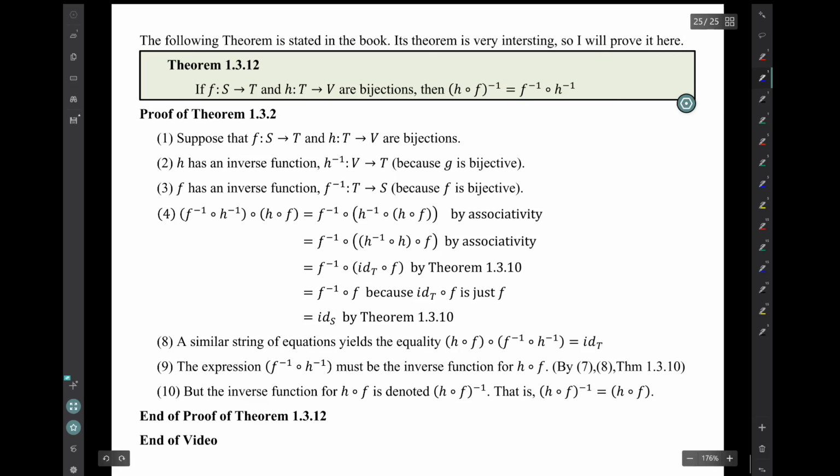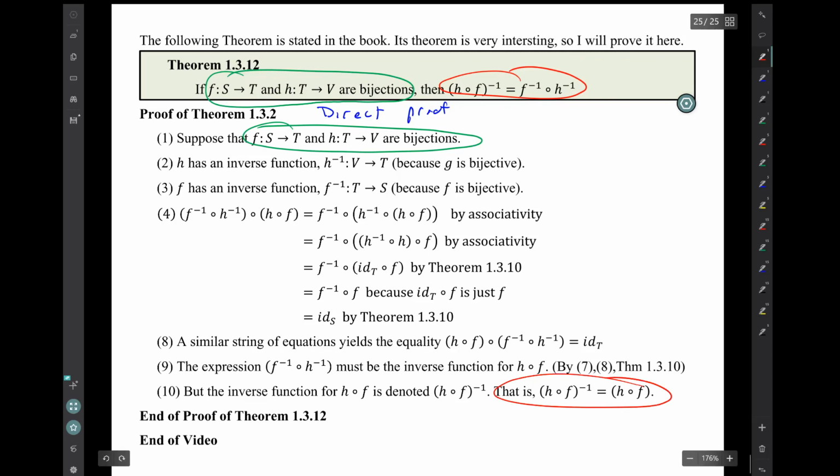Well, notice this is a conditional statement. It says, if some stuff is true, then this is true. So we do a direct proof. We start with saying, suppose all the stuff in the hypothesis is true, and we have to end by saying that the conclusion is true. So how do we bridge this gap from this original statement to here?